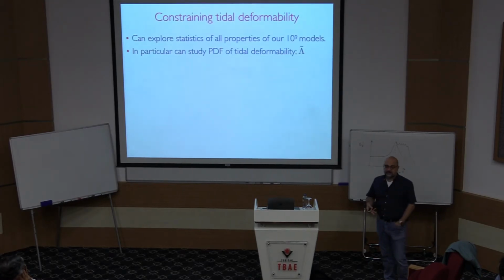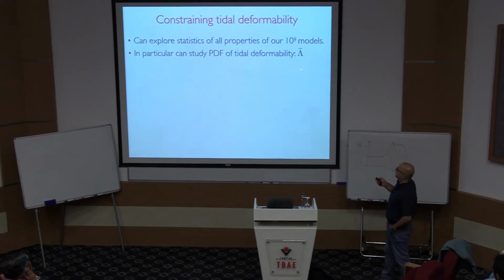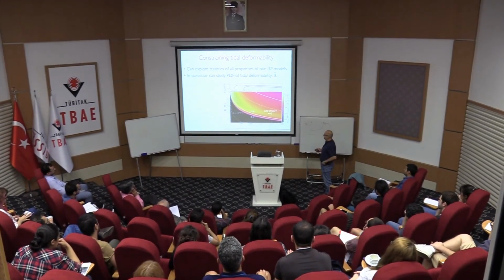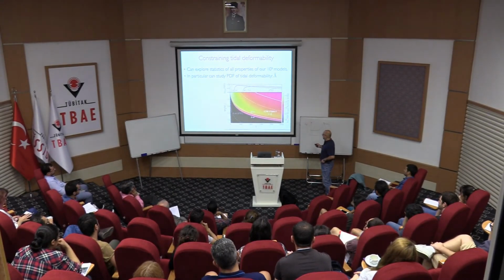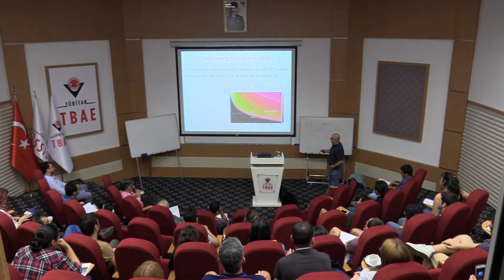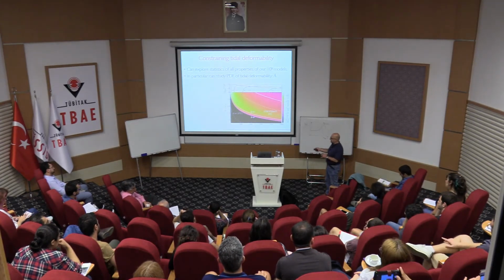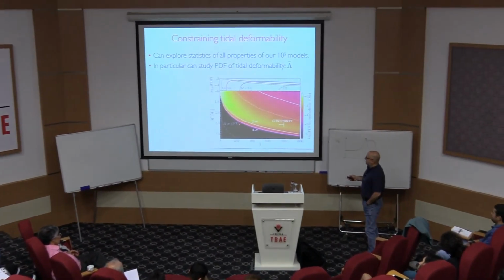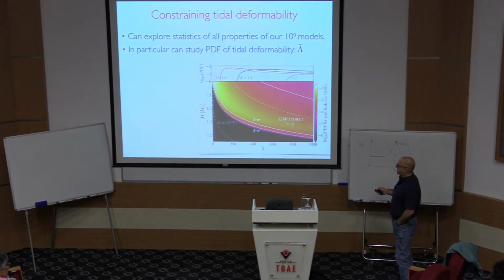Because we have so many stellar models, we can also think about the distribution of the tidal deformability, and this is shown over here. This is the log of the probability distribution function for pure hadronic equations of state. This is lambda; lambda tilde is related to the Love number. And what you can see is that there are regions which are black, and black means very low probability.